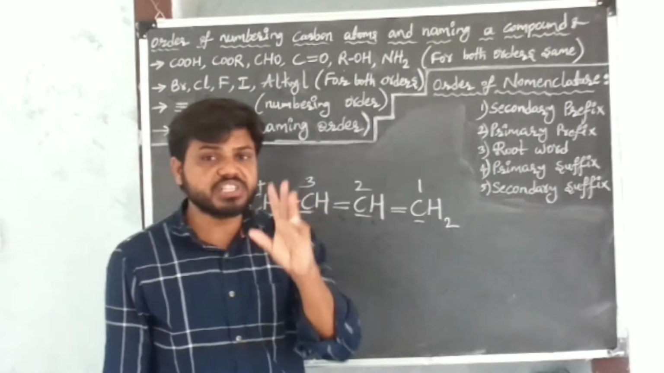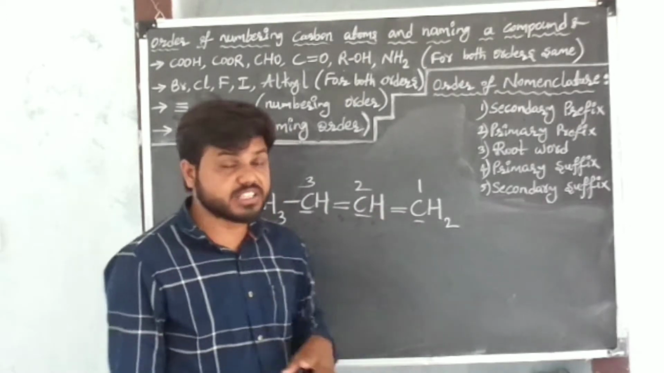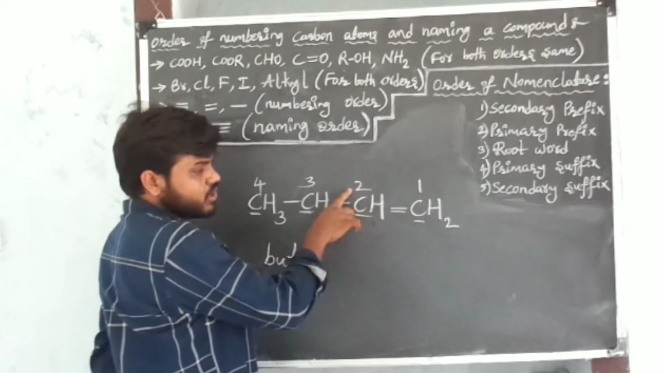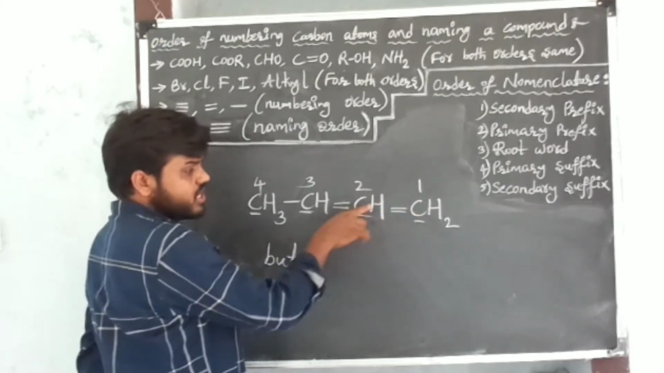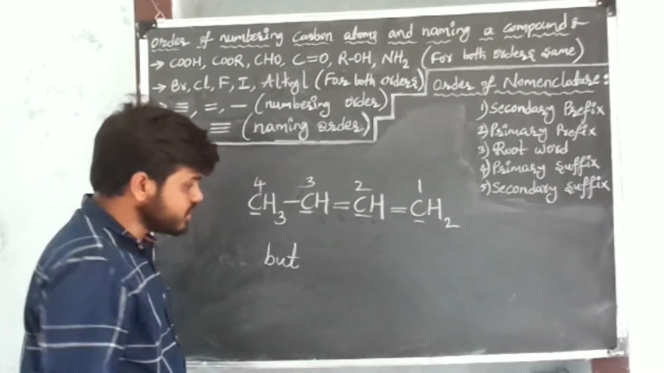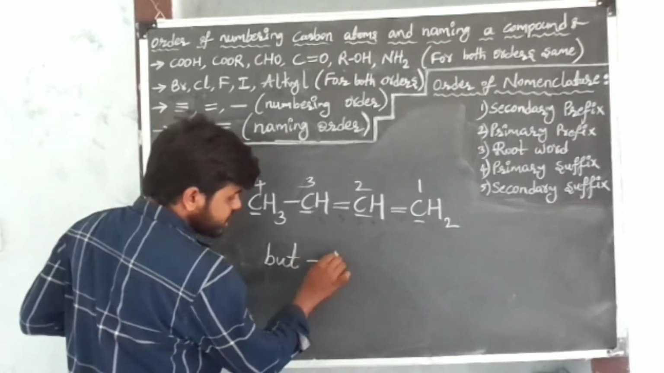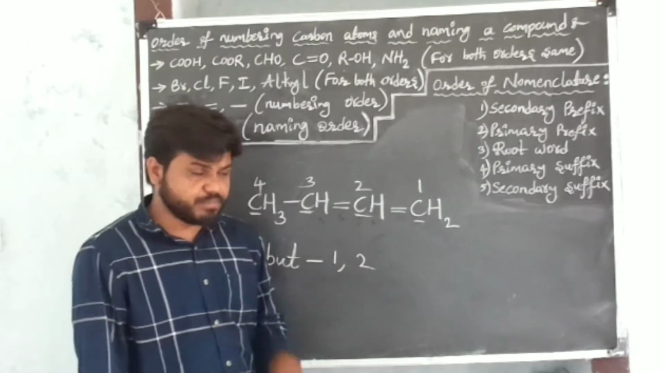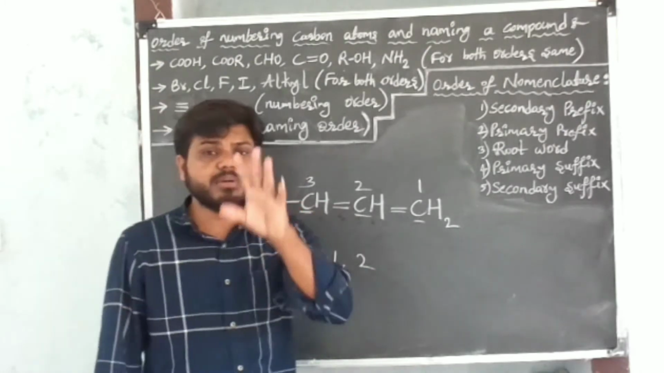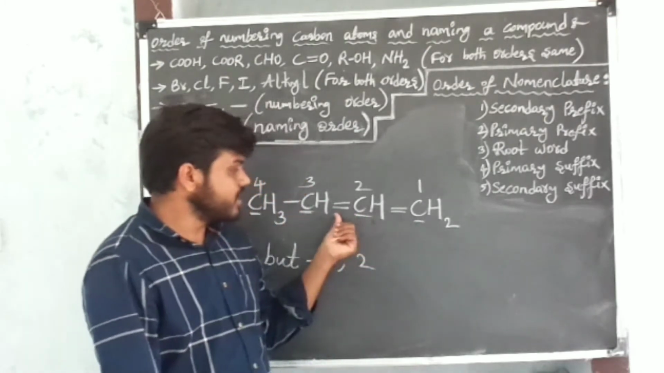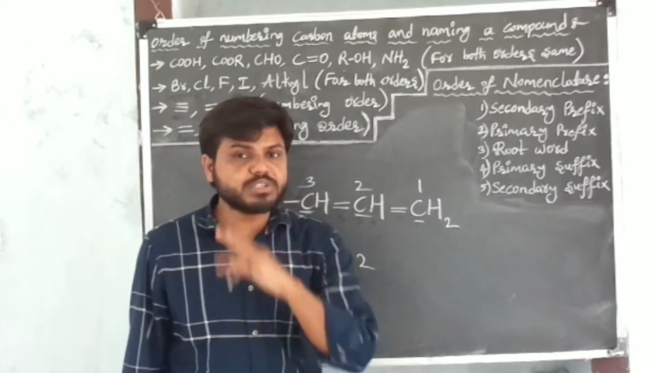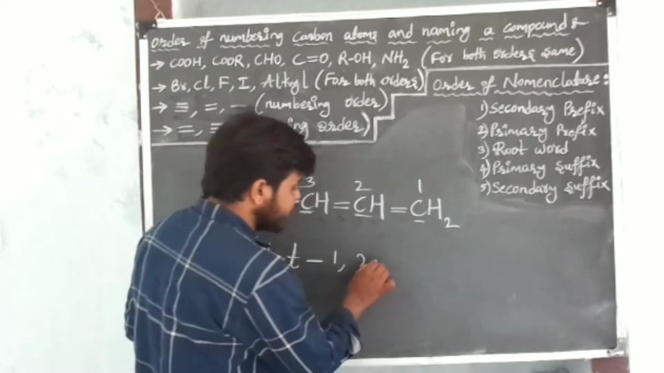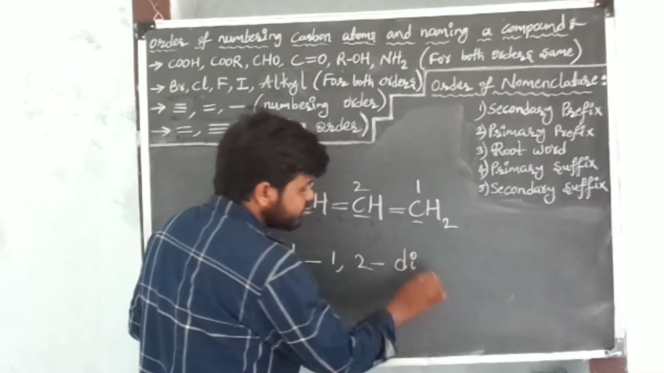Just write the positions of the double bonds, then the suffix of the double bond. The position of the double bonds is 1, 2: one double bond at the first position and another at the second position. I am writing the double bond positions 1, 2. After writing the positions, how many times does the double bond repeat? 2 times. So write the numerical prefix for 2 times, that is di.